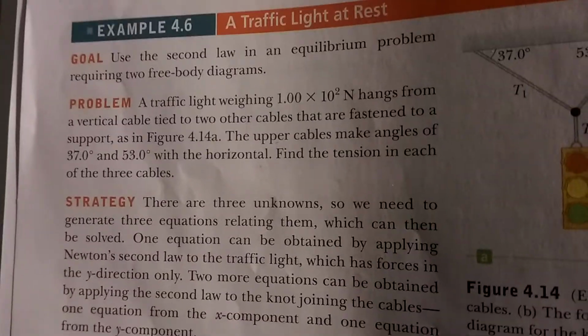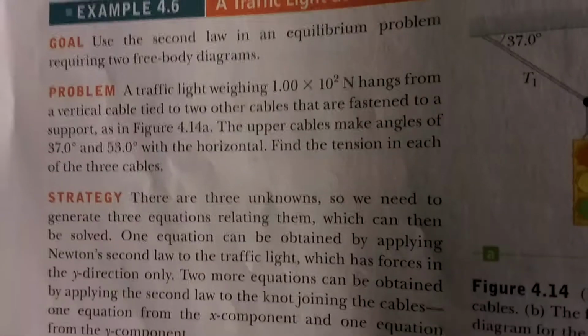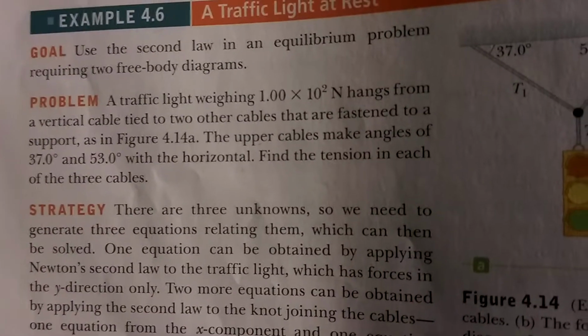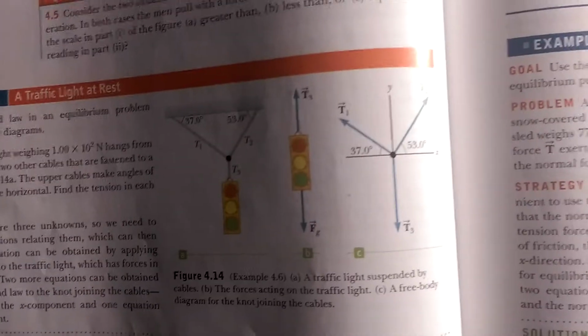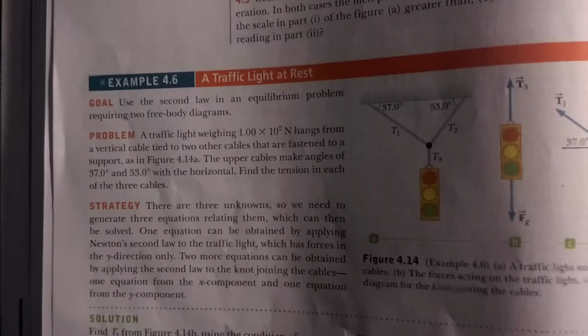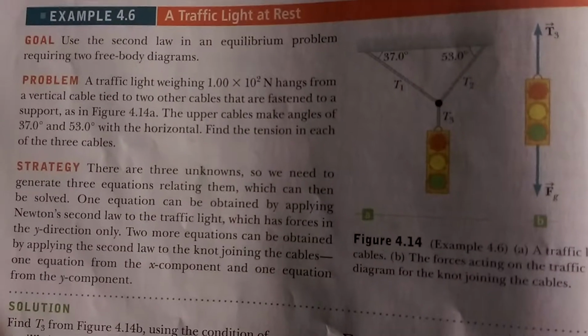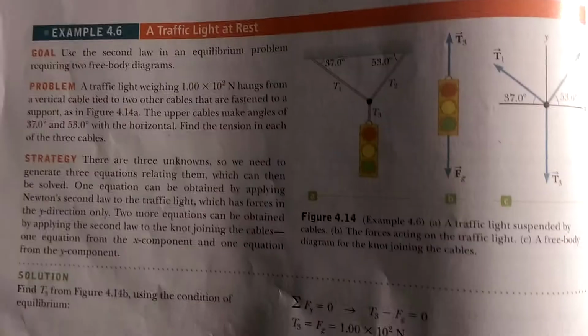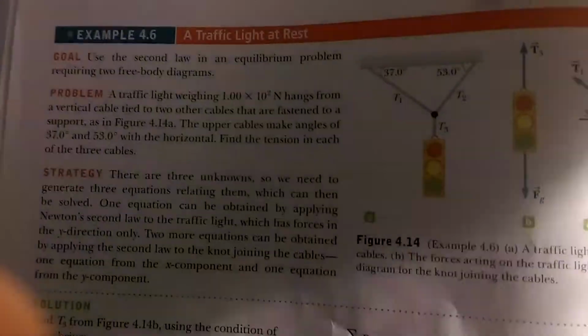So, a traffic light weighing 1 times 10 to the second newtons hangs from a vertical cable tied to two other cables that are fastened to a support, as in figure 4.14a. This example right here. The upper cables make angles of 37 degrees here to the top left, and 53 degrees with the horizontal bar, you could say, at the top.